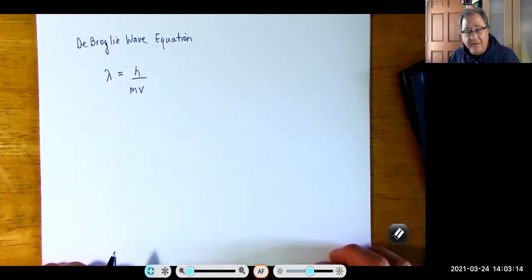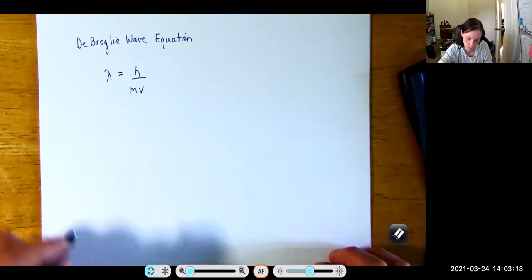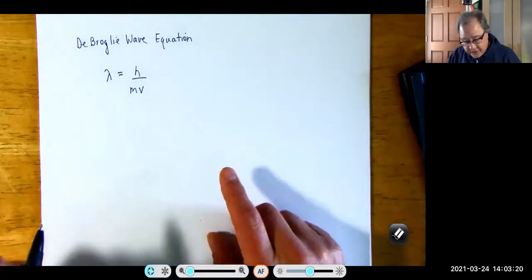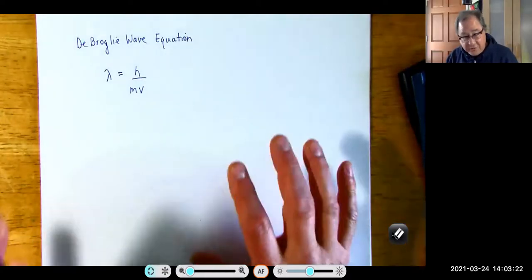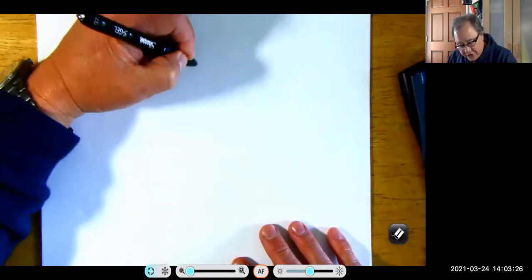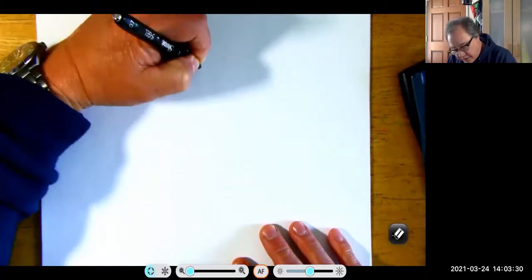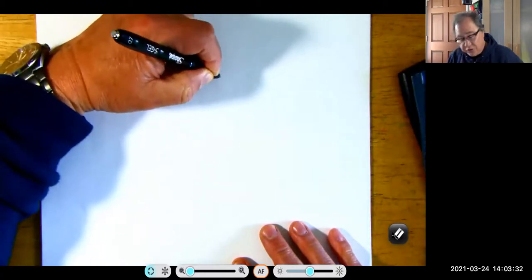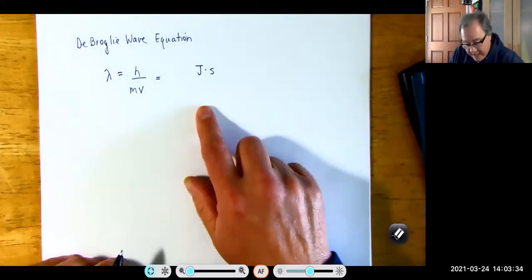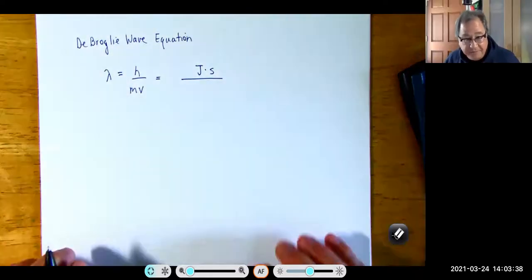Mass. And what is v? Velocity. Good. Now, to use this equation, it's important to understand a few things. So let's take a look. For h, it's joule seconds, right? So I'm just going to write this in terms of units, joule seconds. And I'm going to leave these on the bottom alone for right now, okay?